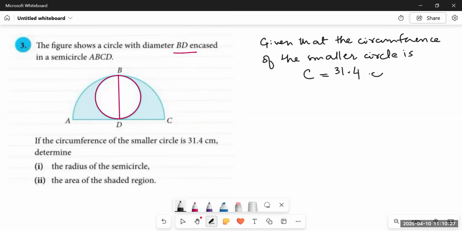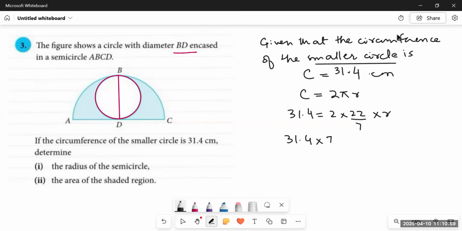And we already did this in question number 1, that if the circumference of a circle is given, we can easily figure out its radius. So we will use the formula C equals 2 pi r. And from here, we will find the radius of this smaller circle. Okay. So it will be 31.4 equals 2 multiplied by 22 upon 7 multiplied by r. Next, what are we going to do? We will multiply 31.4 with 7 and divide it by 2 multiplied by 22, which is 44.